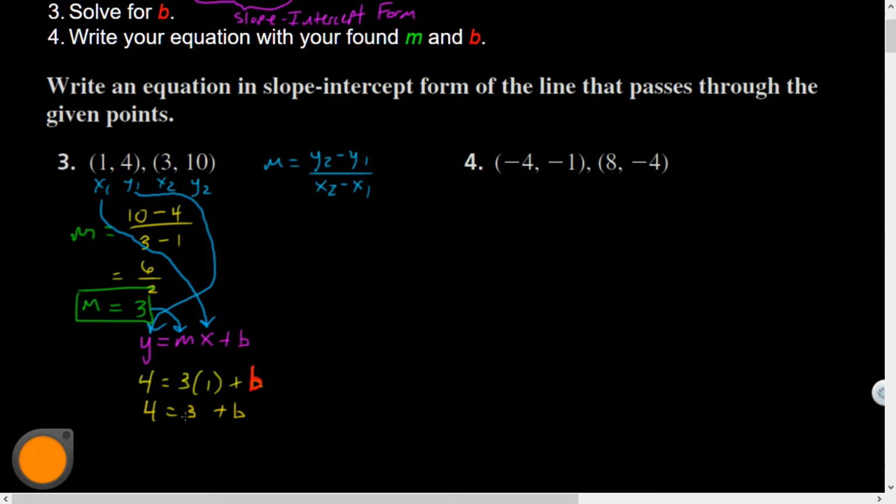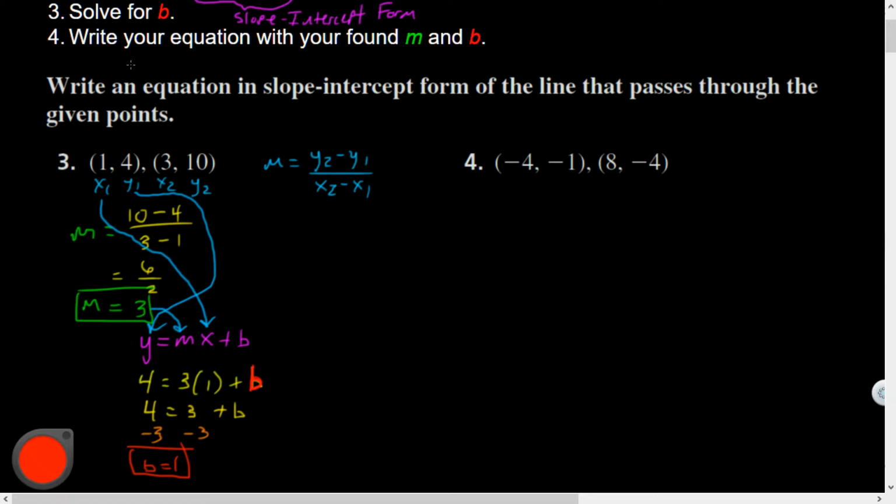Yeah, I did 3 times 1. I simplified. How can I get rid of this 3 here? Yeah, perfect. Subtract 3 from both sides. Right, our solving skills are still coming back to us. And I'm going to flip it around. B equals 4 minus 3 is 1.